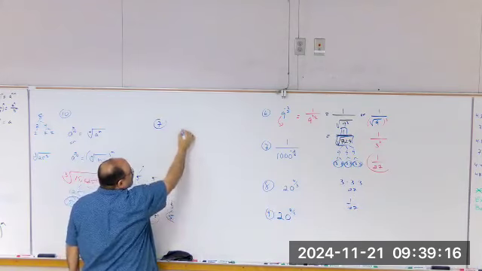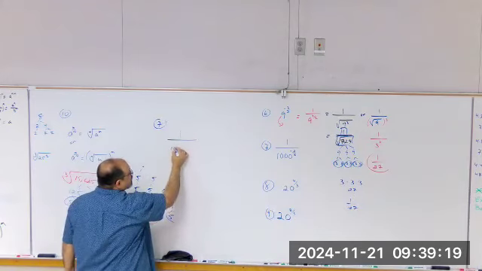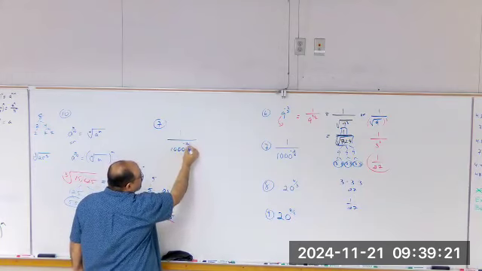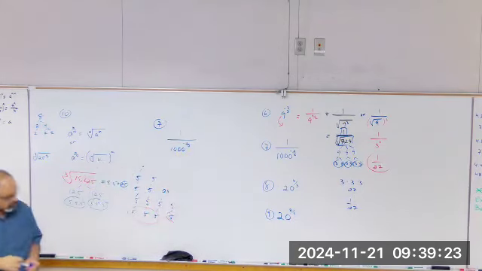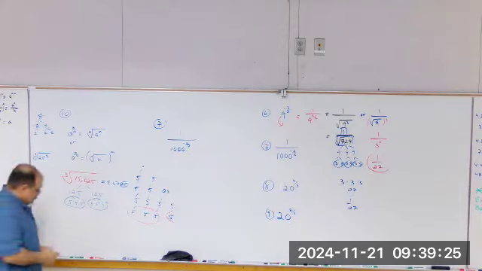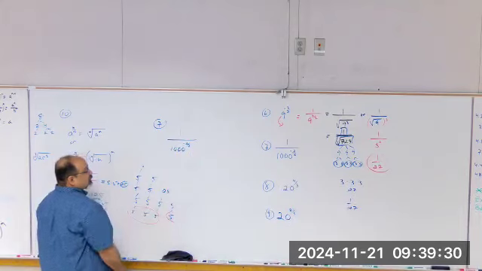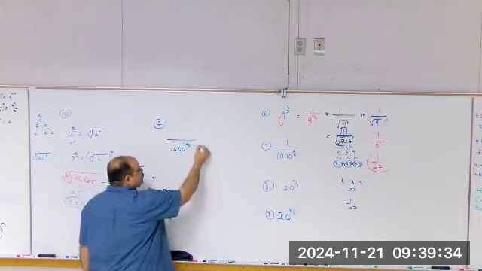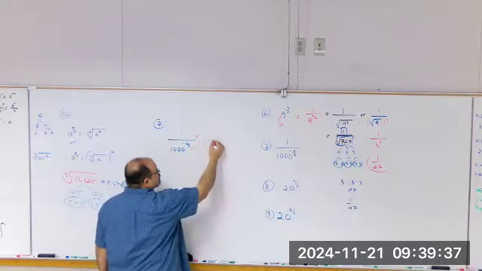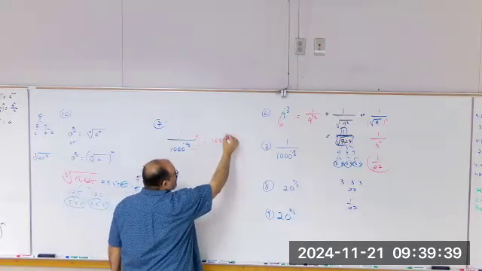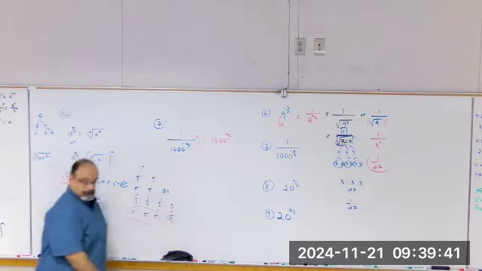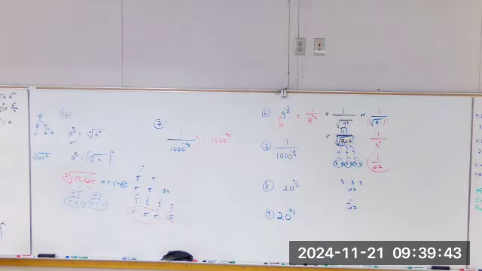Seven over here. 1 over 1,000 to the negative 2/3. So what happens there? First thing about that negative exponent, what do you do? You're going to flip it up. This one goes up. So now it says 1,000 to a positive 2/3. Negative exponent means reciprocal. You're going to flip it.